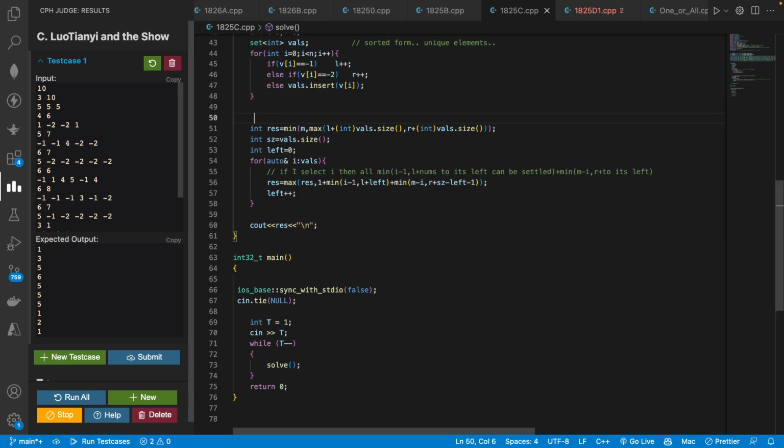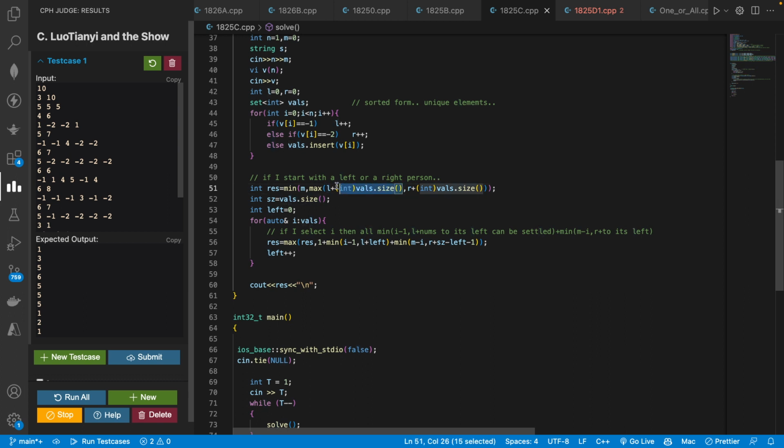After that, I'm assuming that I started, if I start with a left or a right person, right? In that case, if I start with the right person, I cannot accommodate any left person or vice versa. So the answer would be minimum of m, because you cannot exceed m, where m is the number of chairs you are having, or maximum of L plus, so L is the number of people having the left preference plus the number of people who want to sit at a chair, right? And then R plus the number of people who want to sit at a chair. Whatever the maximum value would be, you can store that in res, because this would be the case when you don't start with a person who's having the preference equal to 3, but you start with either left or right. Cool. After that, I've taken size, that is basically the number of people having the preference 3.